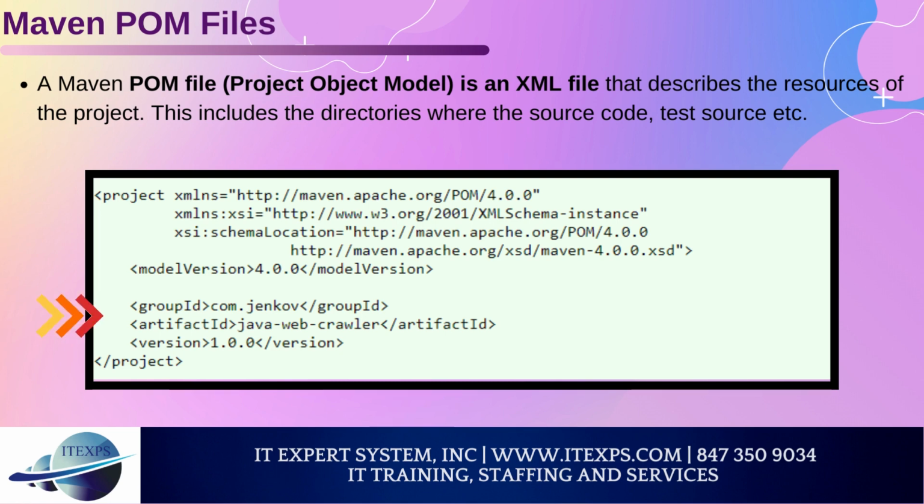The group ID element is a unique ID for an organization, or a project, an open source project, for instance. Most often you will use a group ID which is similar to the root Java package name of the project. For instance, for my Java web crawler project I may choose the group ID com.jenkov. The group ID does not have to be a Java package name, and does not need to use the dot notation for separating words in the ID.